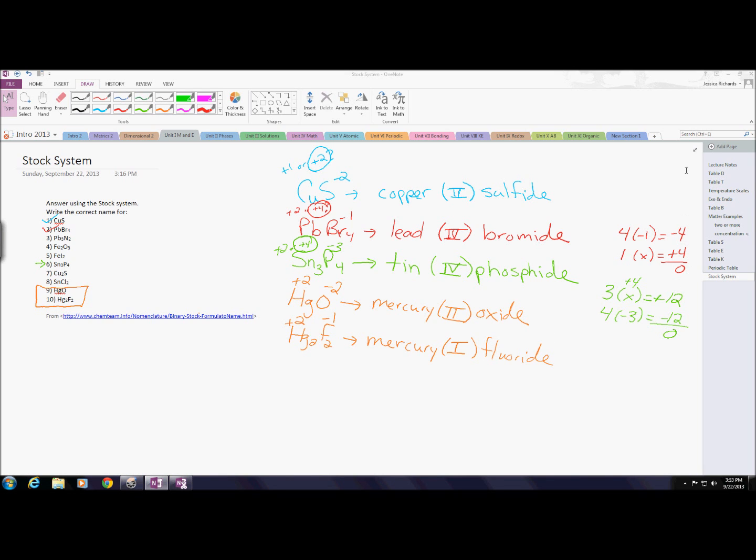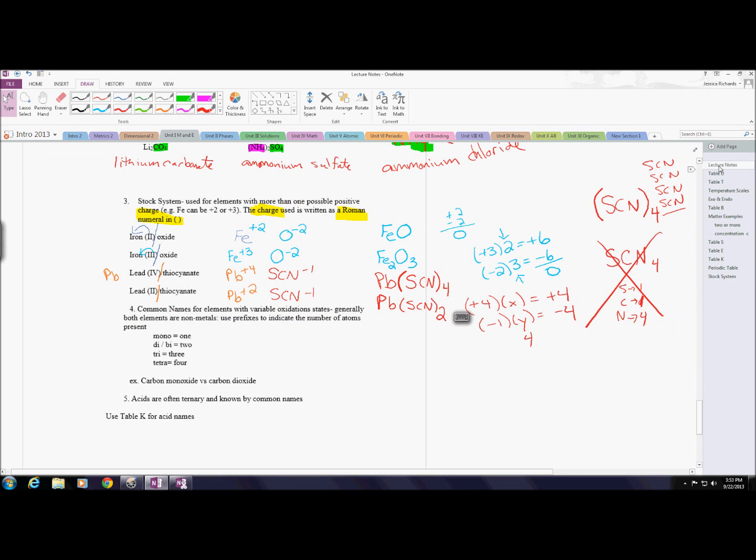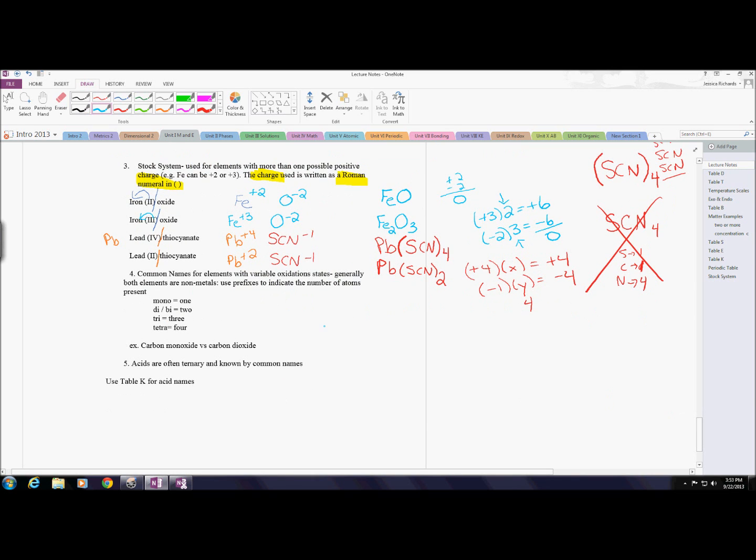Okay, so stock system, Roman numeral tells you the charge. It relates to the number of pieces. It will help you figure out the number of pieces, but it's really the charge of the particle. I cannot say that enough. That's the most common mistake.